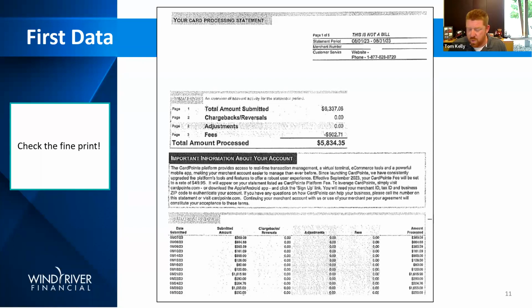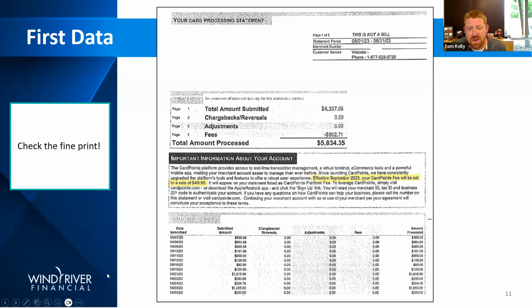One thing that we've talked about a little bit before, but here's an example, is something buried into this fine print. You can see effective September 2023, your CardPointe fee will go to $49.95. On the next page, we'll see that that's a $20 increase from what they're paying. A little bit further down, it says if you use your merchant account, you're going to accept these terms. So it's really on you to read this fine print and call your processor if there's something that you don't agree with or you have a question on.